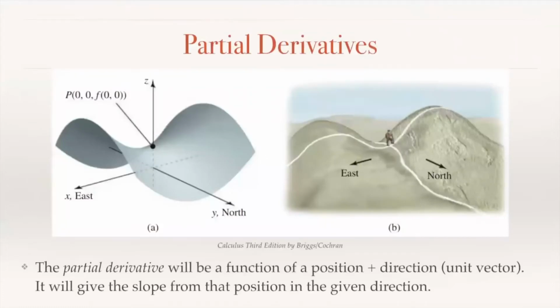So partial derivatives will be a function of position plus direction. The direction is a unit vector, and it will give the slope from that position in the given direction. A nice way to think about this: look at this guy. If he goes in different directions, there are different slopes, and the slope in a particular direction is the partial derivative in that direction. So along this way, the partial derivative is positive, while along this way, the partial derivative is negative, decreasing slope.